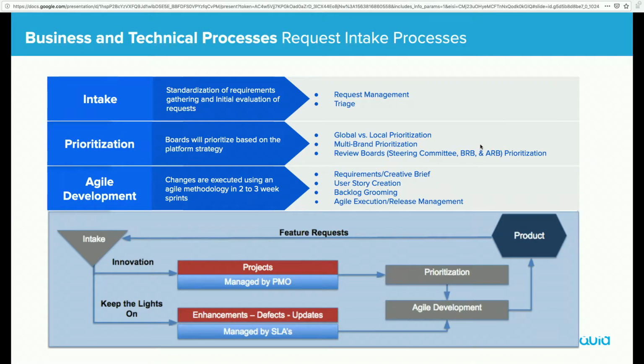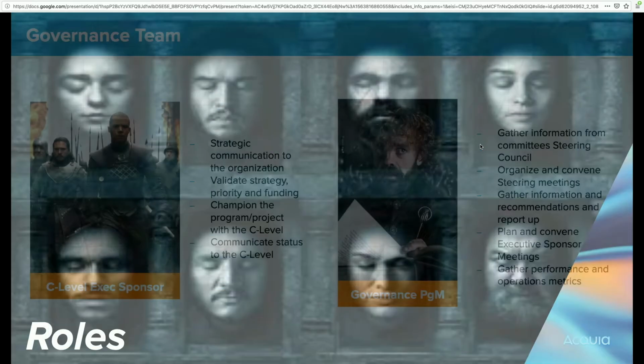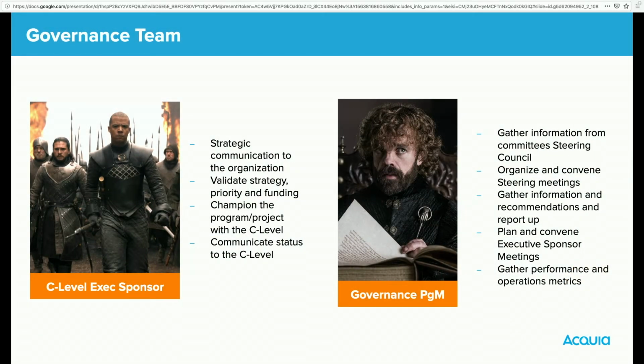Cool. And now I think we're moving into roles. So these are the different roles that might be played out in your governance framework and who does what. So we tried to apply some of these roles to different Game of Thrones characters. I'm not gonna lie, some of them might be a stretch, but I feel like I can do this.